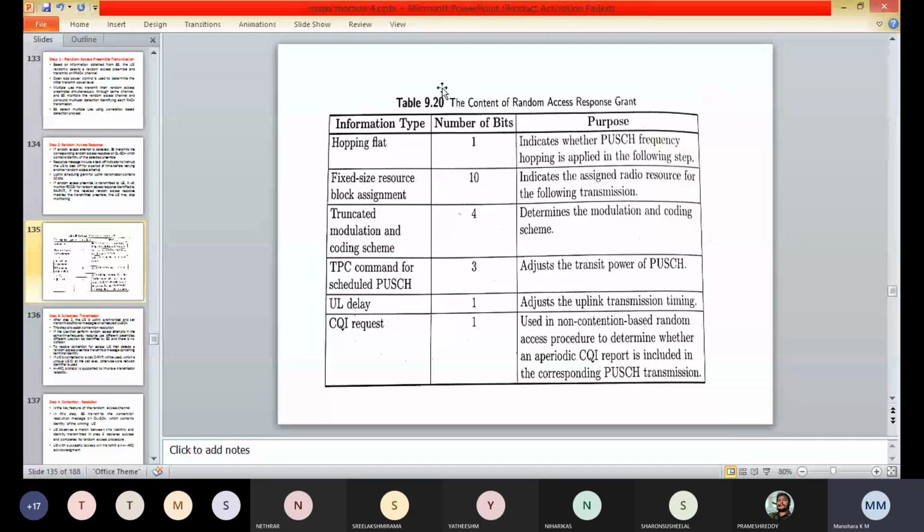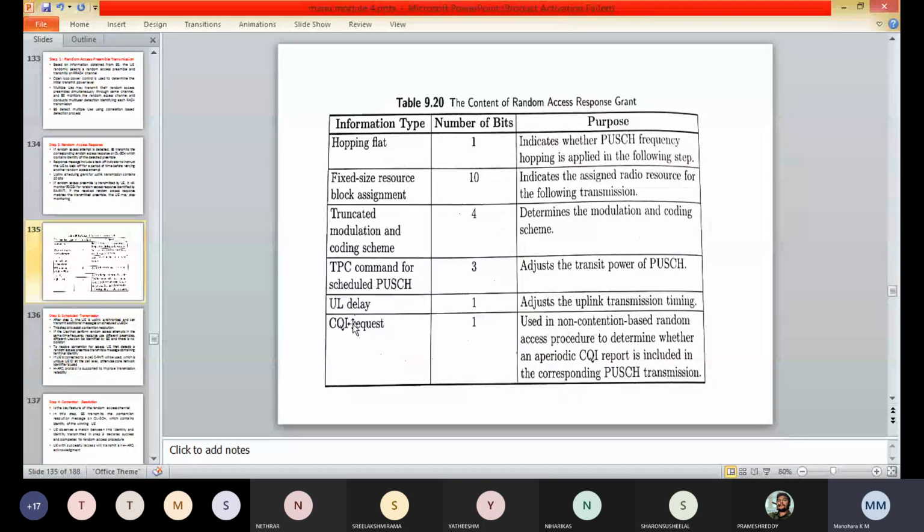Next we have the truncated modulation and coding scheme. The bits used are 4 bits. It is used for determining the modulation and coding scheme. Then we have the TPC command for the scheduled physical uplink shared channel. The number of bits is 3. It is used for adjusting the transmit power of the physical uplink shared channel. Then we have the UL delay, that is uplink delay. The number of bits is 1. It is used to adjust the uplink transmission timing.